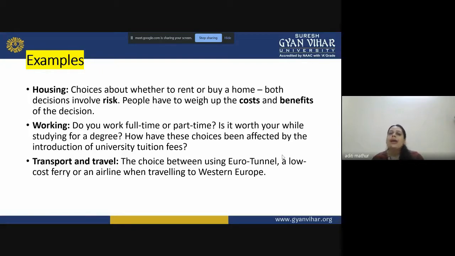Another one which I have written is the full time or part time job opportunity. Should I be associated as a full time or as a part time employee in an organization, right? What are the perks of having a part-time job, or what are the perks of having a full-time job? What are the costs associated with these two, right? They have to be taken into consideration, right? Then the other example which I would like to discuss is transport and travel.